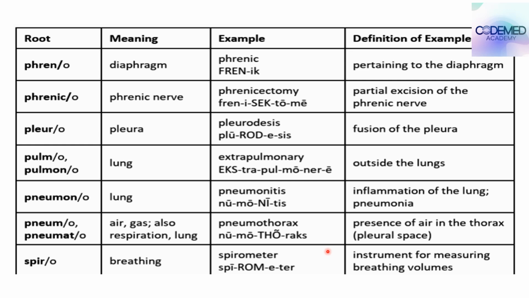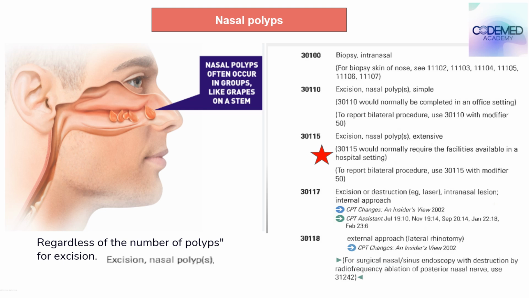So these are the terminology pertaining to the respiratory system, but you can use it to make some more medical terminology for your better understanding. So let us begin with the nasal polyps. In this case, you have the code for the simple, the code for the extensive, and then the code for the excision or the destruction of the intranasal lesion. How do you carry out the approach?